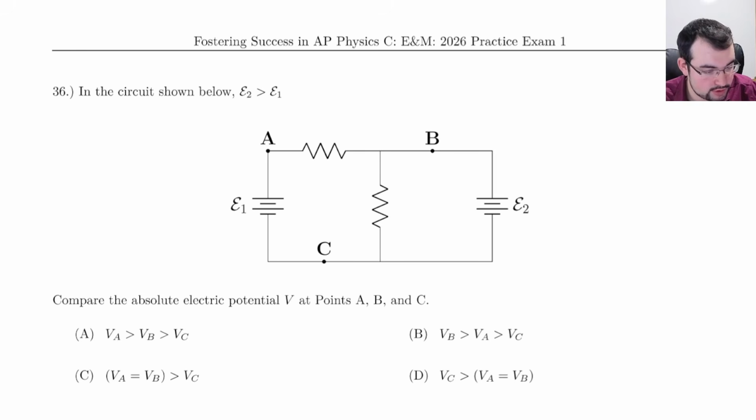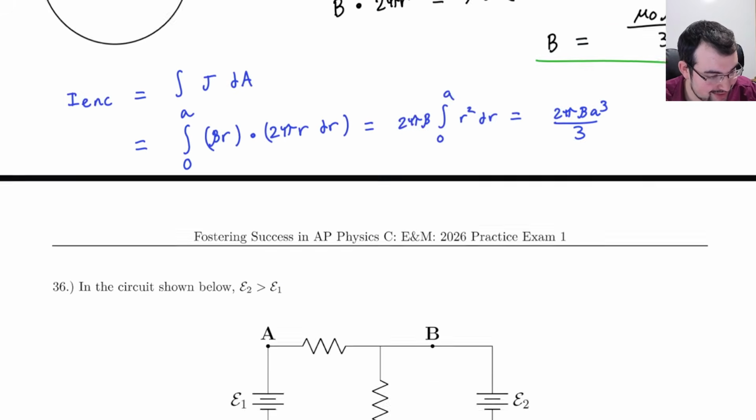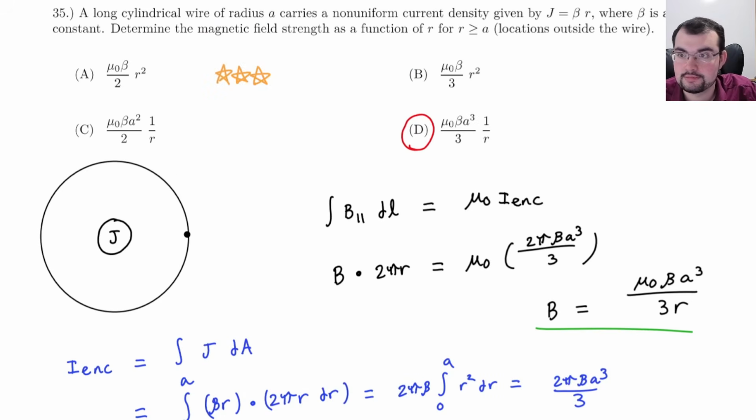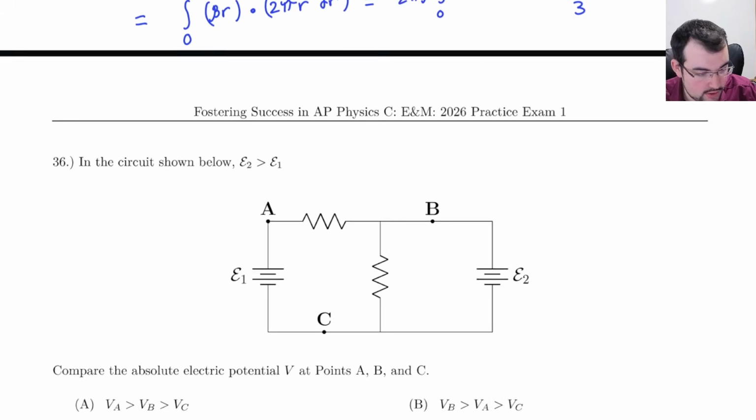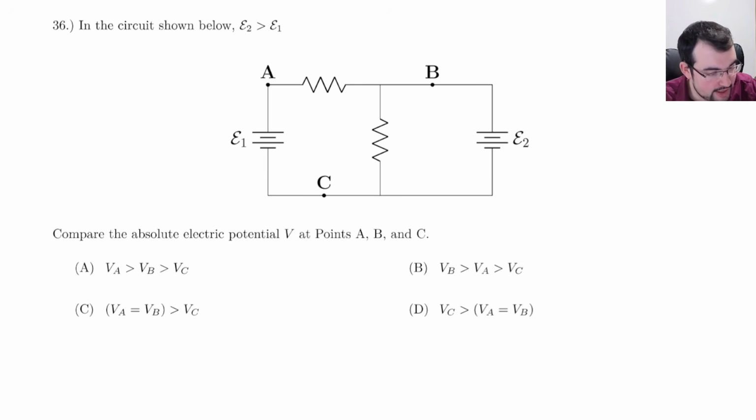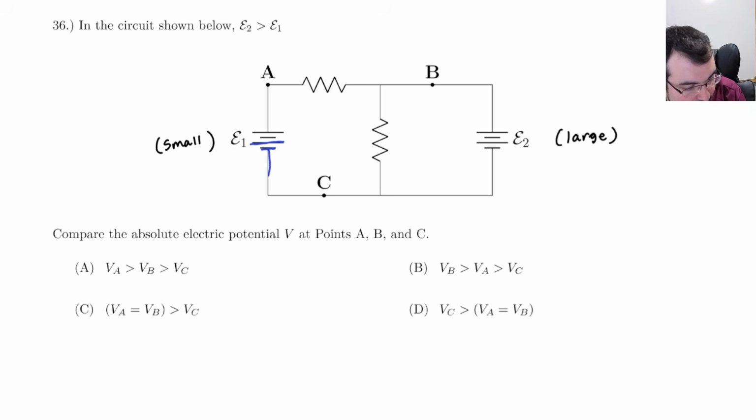Alrighty, in the circuit shown below, EMF 2 is higher than EMF 1. Rank the potential at A, B, and C. Okay, so it actually is given to us in this problem that EMF 2 is larger. So I should actually write this, that this is large and this is small. So we could do some reasoning here, but I totally sell out to the color model. So we should always start a potential problem by defining the ground.